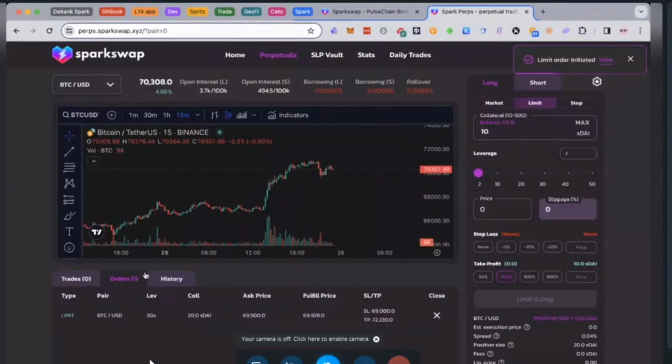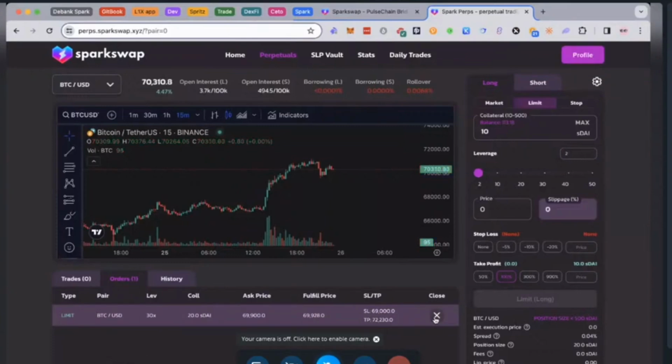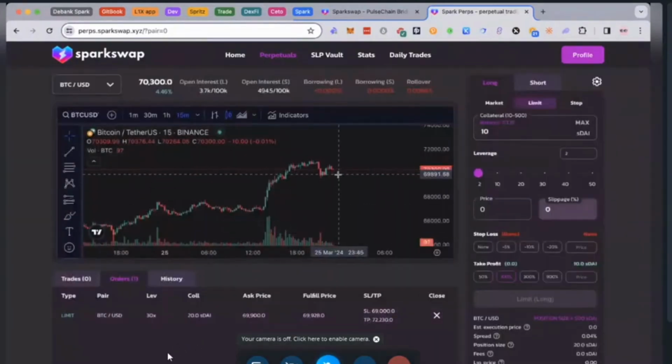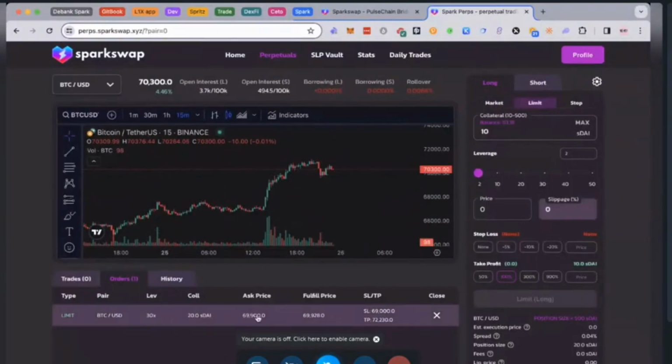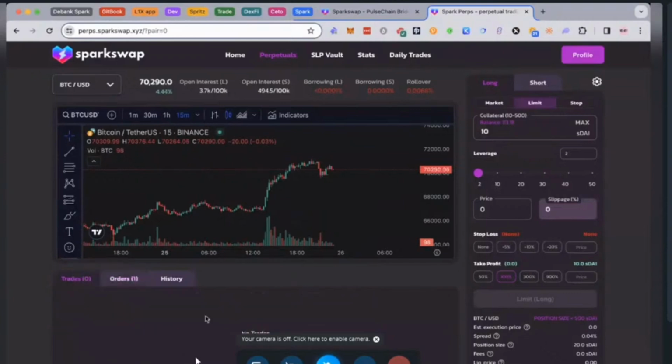You can always come back here. It will stay open until you close it. Same way, if you decide that you don't want to take this trade anymore, you can always go ahead and just close it here with the little close icon. And again, once this trade does trigger, so if the price does come down to 69,900 here, once it does execute, it will automatically show up in your open trades, and then just repeat the same process as before.